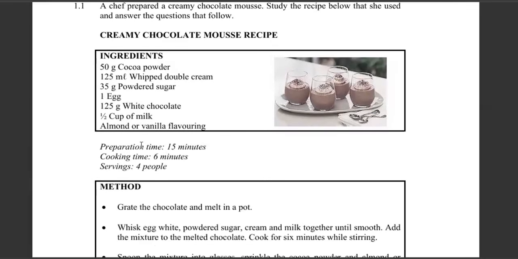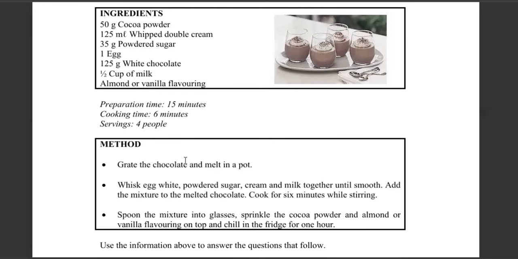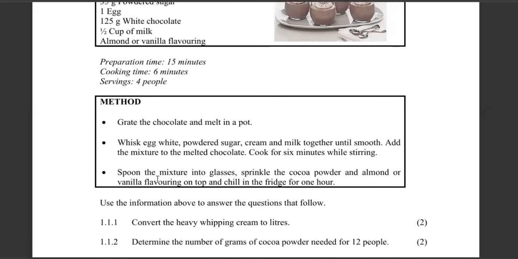Ingredients, okay? They're telling us it has all these ingredients. The preparation time is 15 minutes. Cooking time, 6 minutes. It serves 4 people. Then the method: grate the chocolate and melt it in a pot. Whisk eggs, white or powdered, you have to read through this. Mix the chocolate and cook for 6 minutes. These minutes are all in preparation. Then spoon this mixture into glasses, sprinkle the chocolate powder, then chill in the fridge for 1 hour.